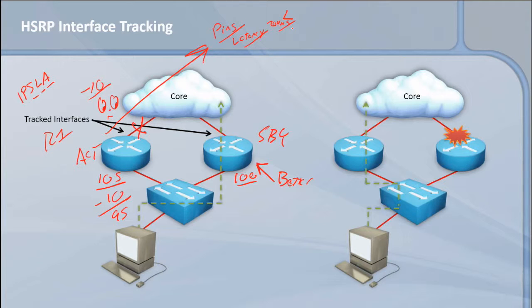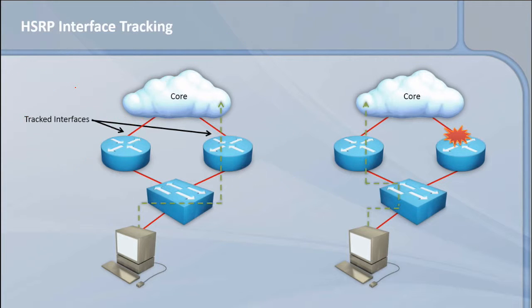So you could do it based on traffic conditions. That's fancier, but it doesn't really change what's happening. We're just going to decrement the priority, drop our priority down, make sure the other device takes over with preemption being enabled, and traffic will go through the alternate device.